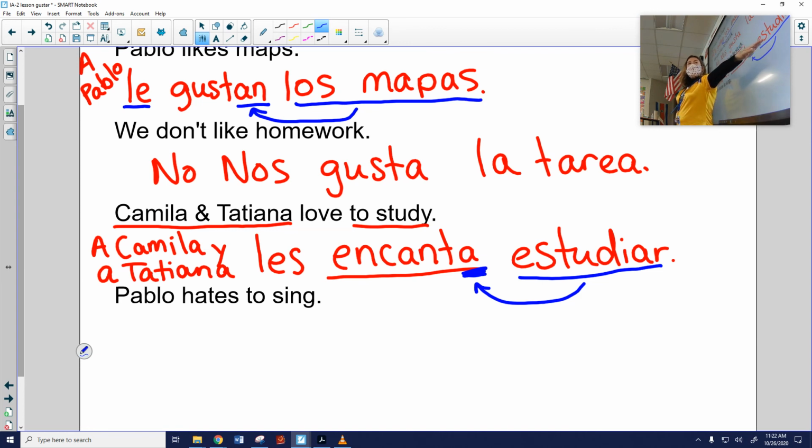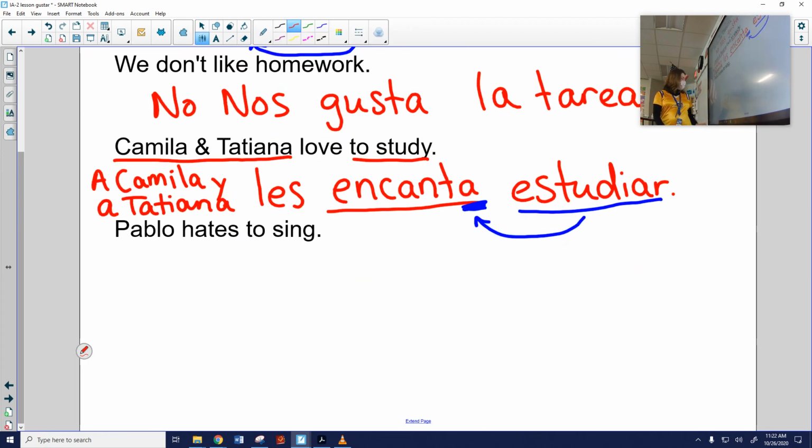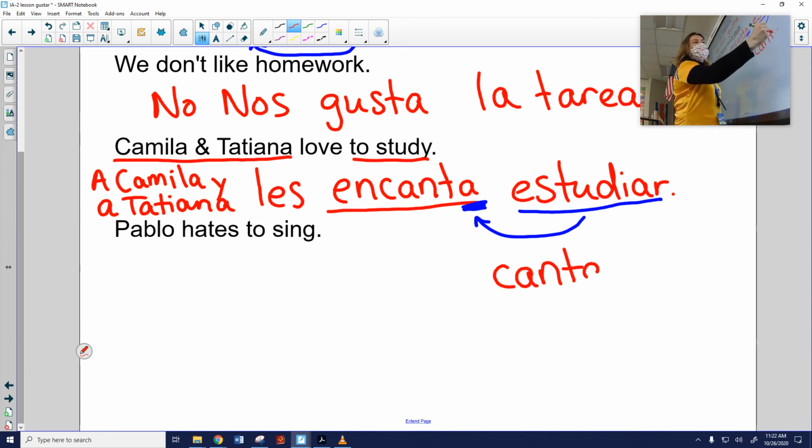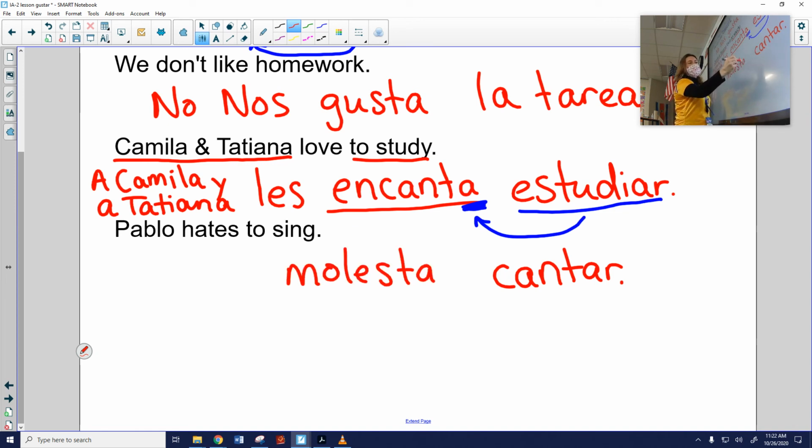The subject of this sentence is actually estudiar. We have to kind of read it backwards. Pablo hates to sing. ¿Cómo se dice to sing? Cantar. He hates to sing. Do you remember which verb we use for to hate? Not encanta, not gusta, but what's the other one? Molestar. If he hates to sing, will we say molesta or molestan? Molesta. Because singing is an activity, it's a verb. To sing, it bothers him.